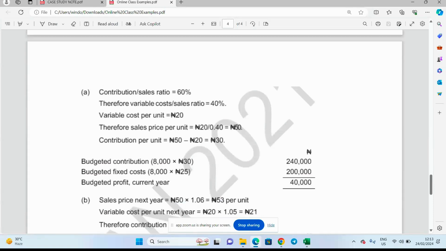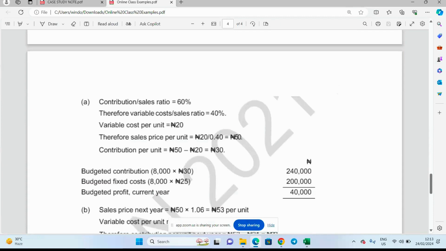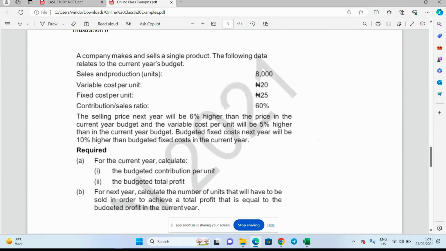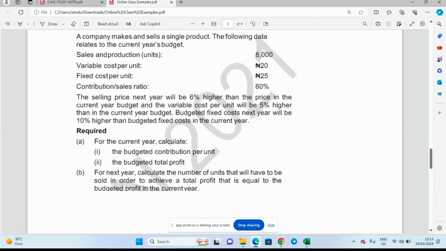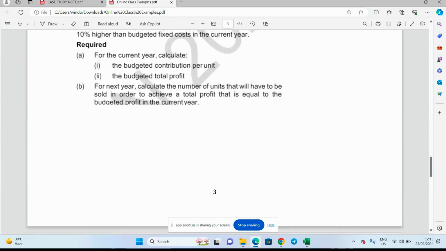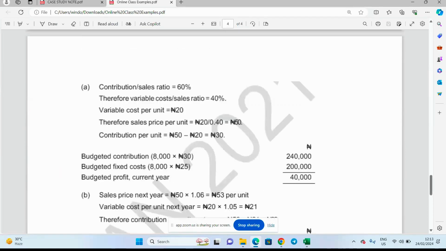Now that you've gotten the variable cost, what did they ask? What's the requirement? For the current year, calculate the budgeted contribution per unit. You have done that already. Your budgeted contribution per unit is 30 naira. Yes, sir. Good.